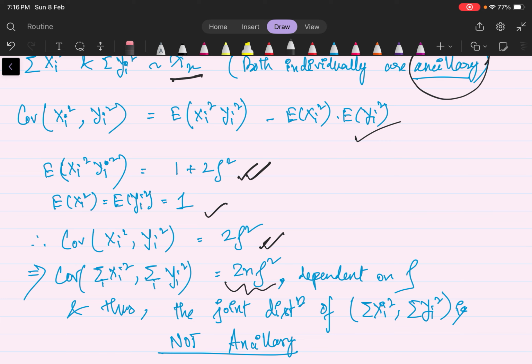And thus the joint distribution of summation xi square and summation yi square is not ancillary because the variance covariance matrix has rho, which implies that it is not independent of rho. And thus it is not ancillary. Hence this statement is incorrect and thus this is the right option, option number D.